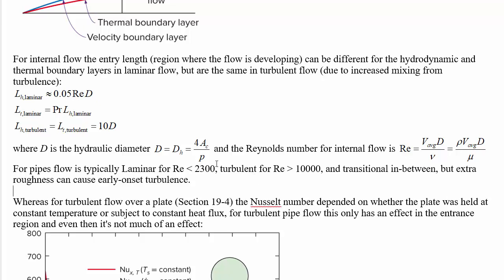For internal flow, recall that the transition, the critical Reynolds numbers were a lot lower. So 2300, under that is where you can say it's laminar, and definitely turbulent above 10,000. Transitional in between, kind of depending on the roughness, whether you have turbulence.